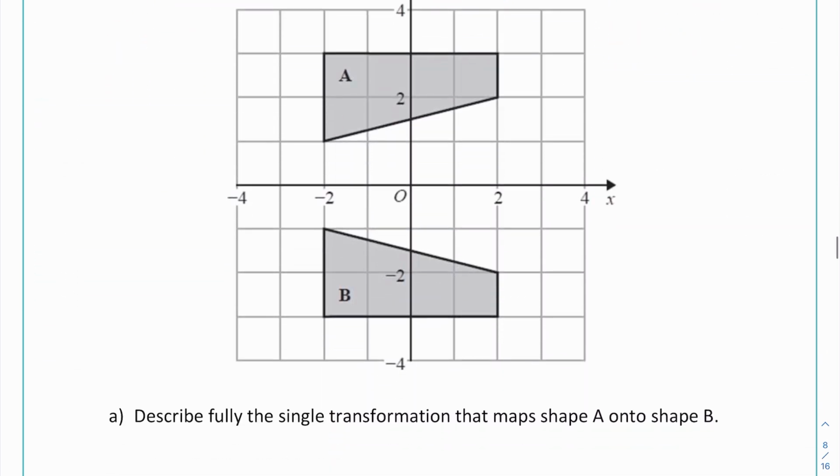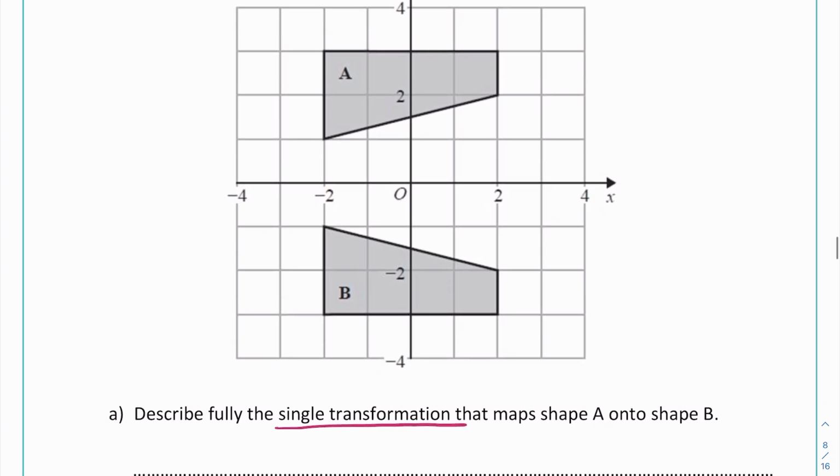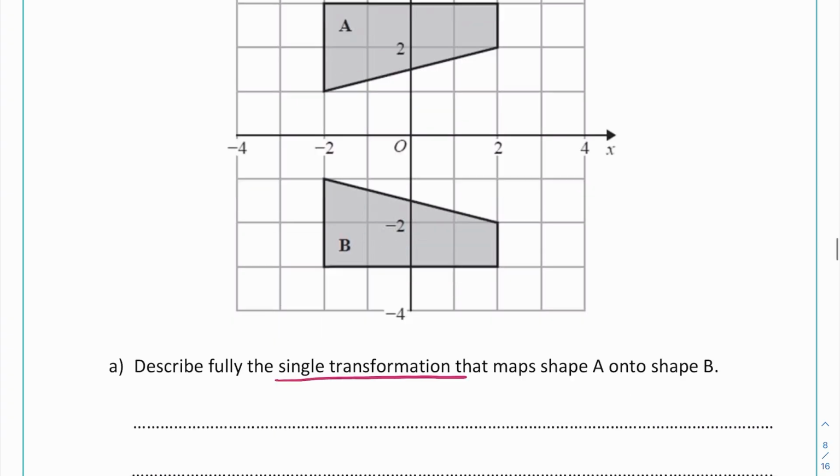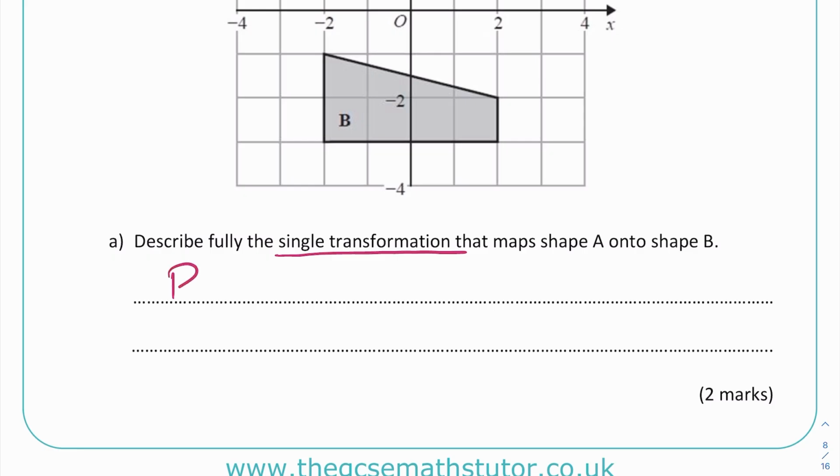Okay, on to some transformations. Describe fully the single transformation that maps shape A onto shape B. You've got 4 types of transformations. You've got a translation, you've got a reflection, you've got a rotation, or an enlargement. And hopefully you can recognise that this is a reflection. So you just need to find the reflection line. But before we do that, we'll write reflection.